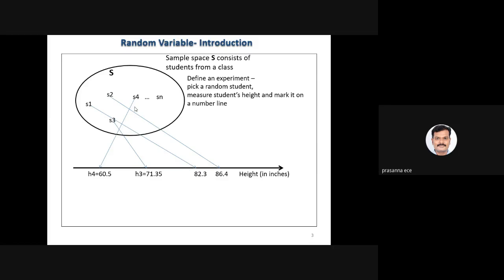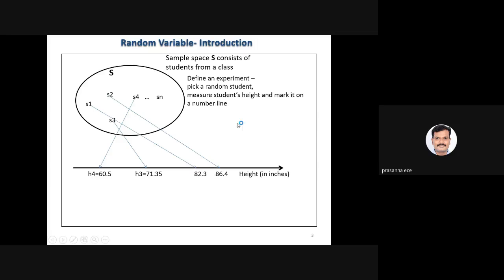Using that, I can measure his height, and I can quantify the outcome by the height of the student. Assume that we are naming the students S1, S2, S3, S4, up to Sn. I have taken a student S1, measured his height, and recorded it in inches, 82.3. Again, I choose a student S2, measure his height and record it, 86.4. Similarly, I take another student, S3, S4. So different heights are mentioned here.